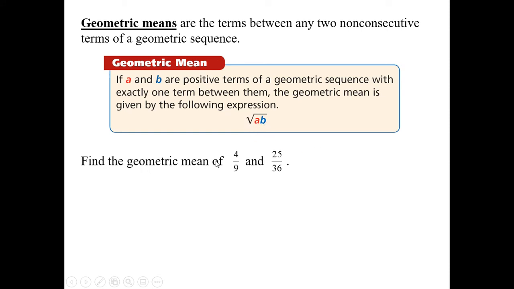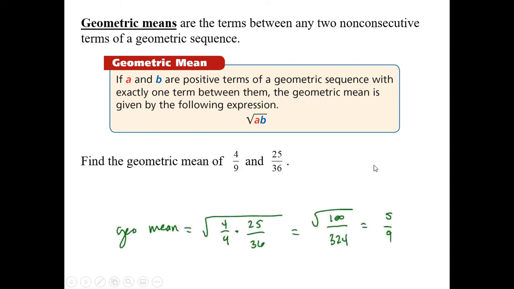Now let's take a look. What's the geometric mean of 4/9 and 25/36? Well, the geometric mean is going to be the square root of 4/9 times 25/36, which is the square root of 100 over 324. That equals, if I do the math, 5/9. So that's what's called the geometric mean.